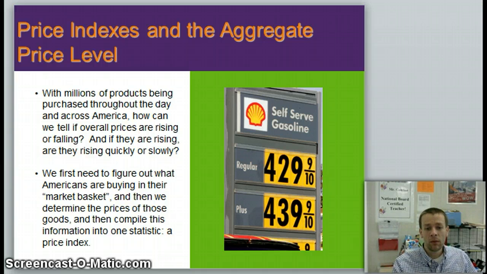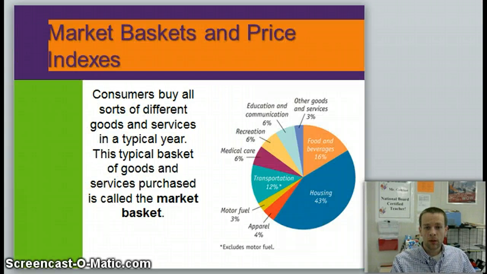And overall prices give us a picture of how we're spending on everything. So notice, right, we first need to determine, well, what is it that we're buying? All right, we need to come up with what a typical family consumes. Then we can assign some prices to those goods. We can compile this information into what's called a price index.